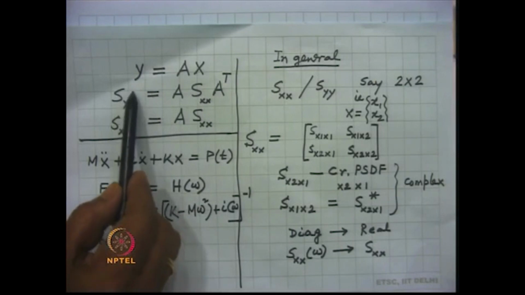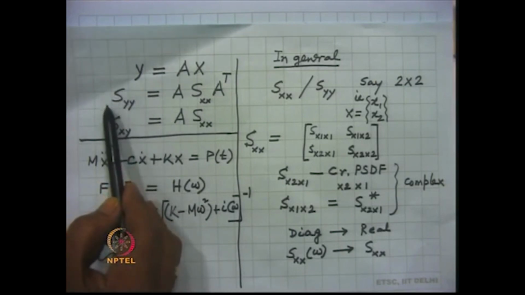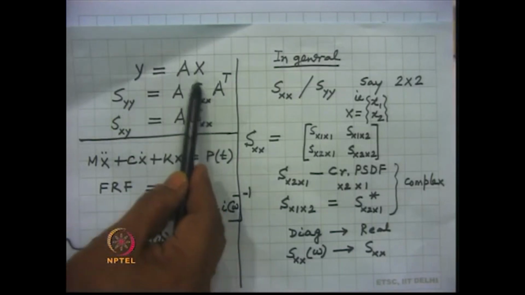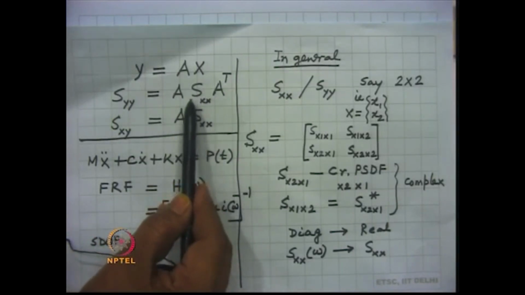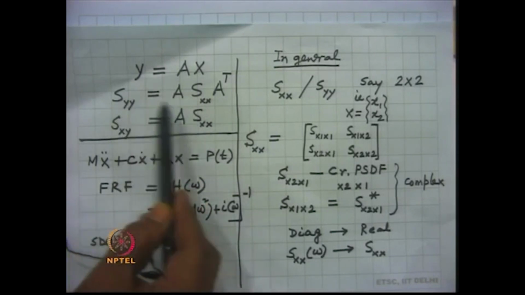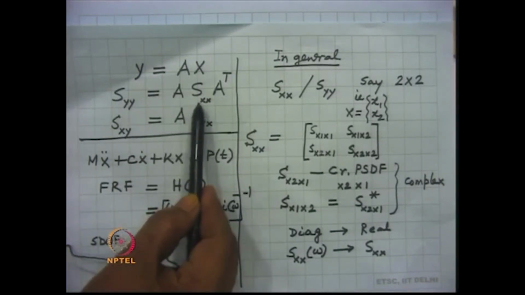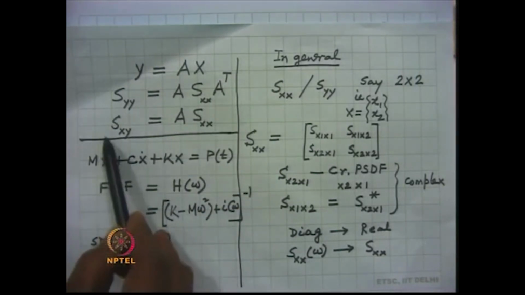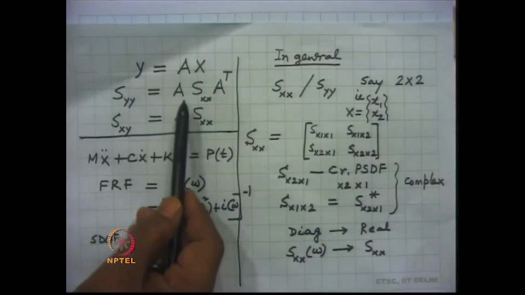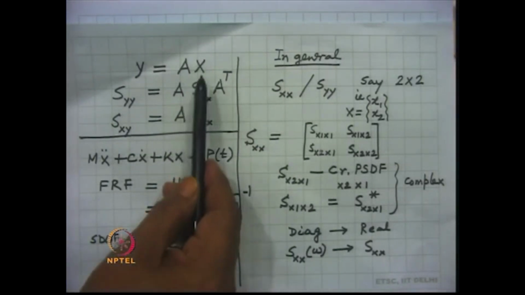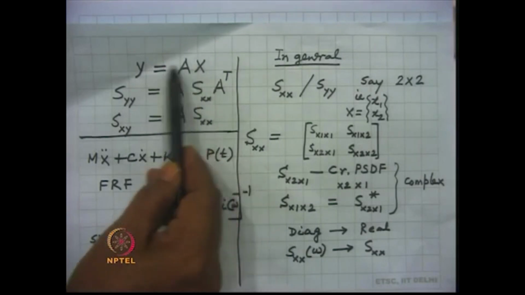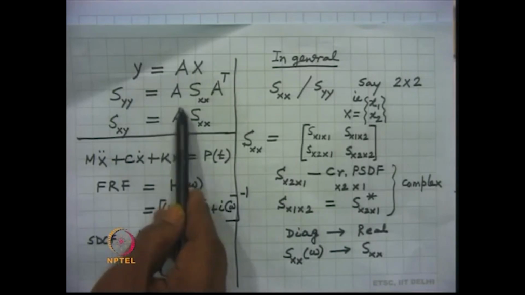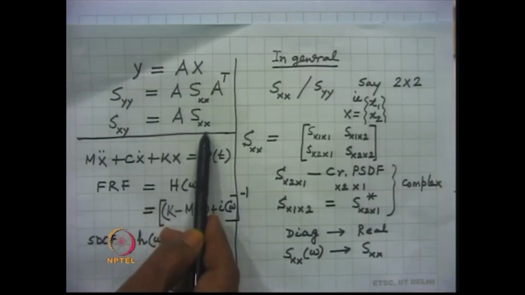In that case, SYY will be a power spectral density function matrix and SXX is the power spectral density function matrix. SYY will be related to SXX with the help of this equation. SXY, that is the cross power spectral density function between the output and input, will be equal to A into SXX.